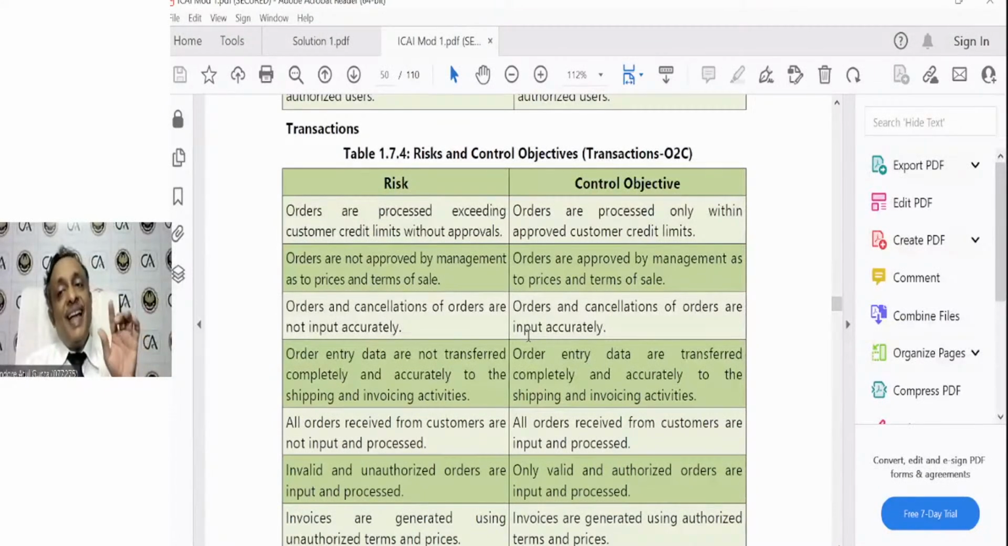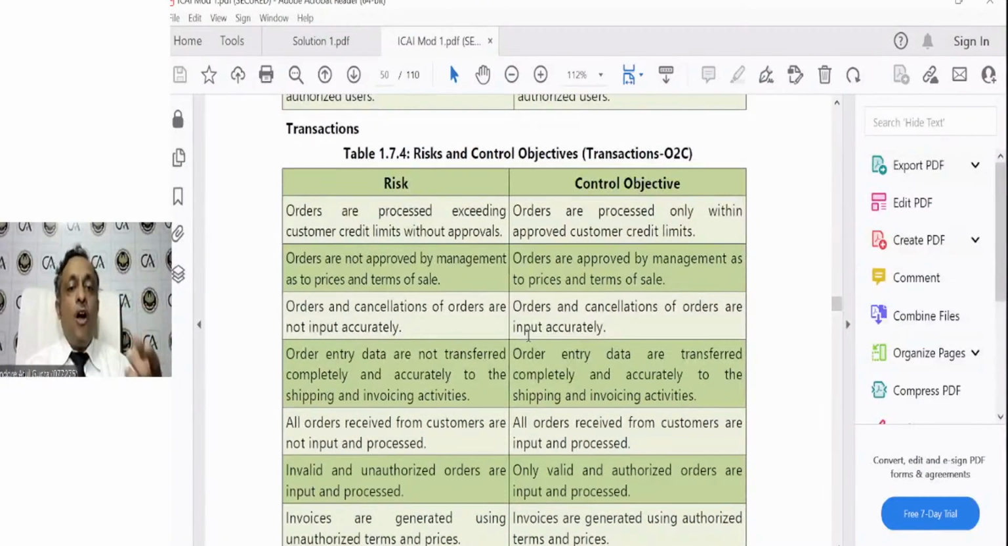सिस्टम में गलती क्या है जब ऐसा हुआ. Why does this risk arise? What is the system flaw? Okay, then once you answer, we'll discuss. So what is the control objective? Orders have to be processed within credit limit.